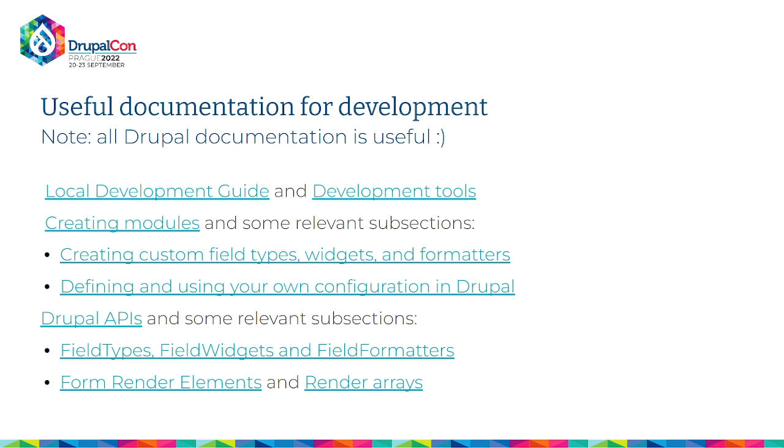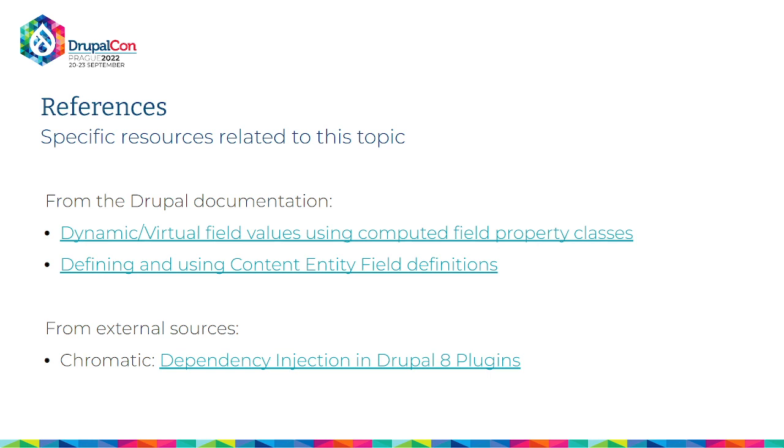Form render elements, because who doesn't love form API? And of course, you would need those for the field widgets. Render arrays are also very useful for your field formatters. And ultimately, there are some specific things that can be very useful here. One of them would be the computed field property classes. You remember that earlier I mentioned I want to store a key, but also a weight. Well, I don't want the user to define that weight, so I might just make it a computed property.